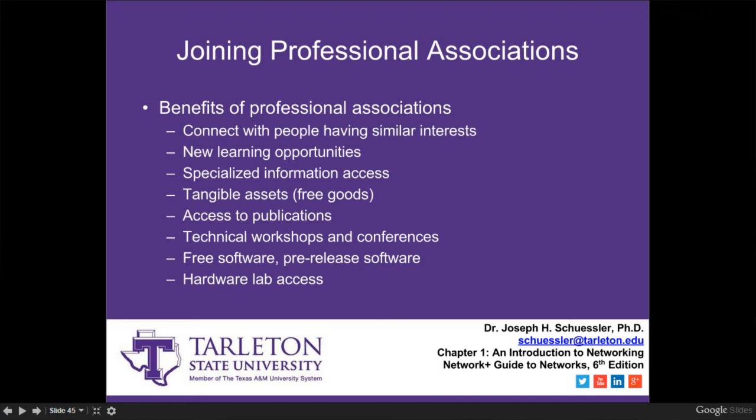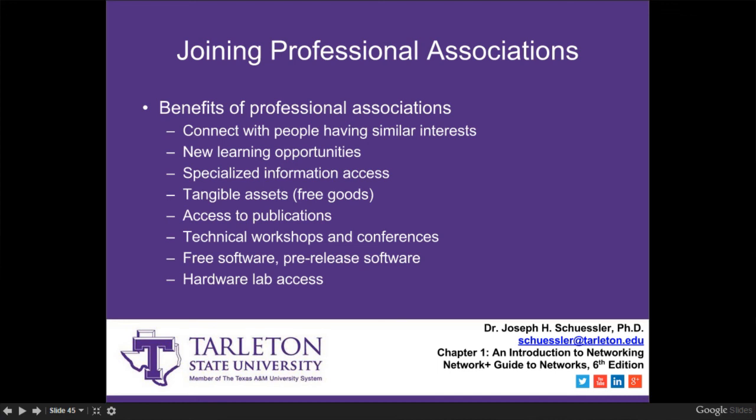It facilitates new learning opportunities. There can be various topics that are shared amongst members, and so it allows you to stay abreast of current things that are going on in the field. They typically have some sort of specialized information access because they're a larger organization. They can a lot of times have insight into manufacturers and companies that sometimes as an individual you can't gain. In some cases they have tangible assets, free goods for example.